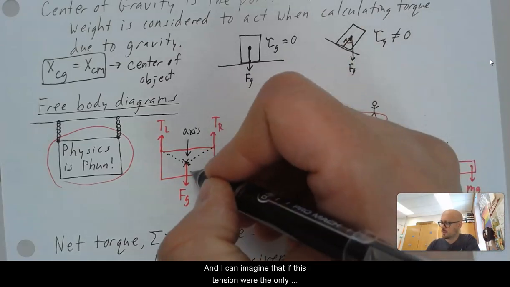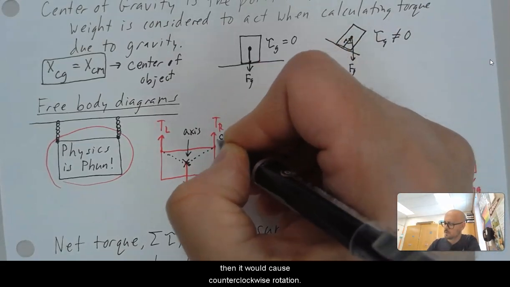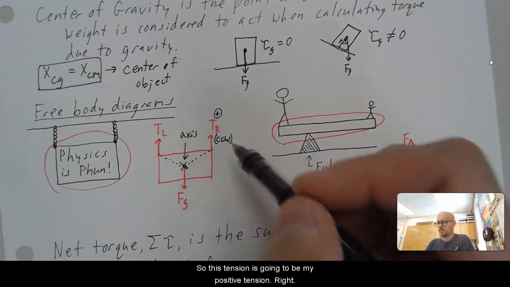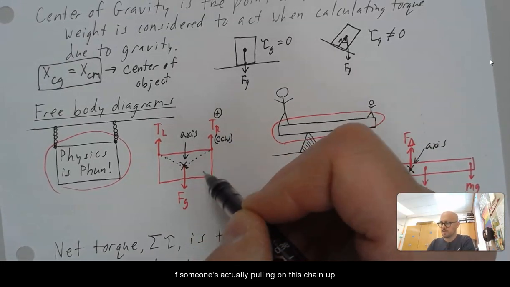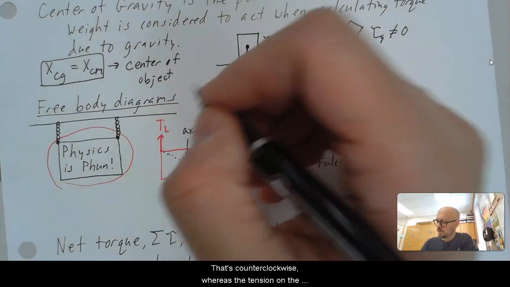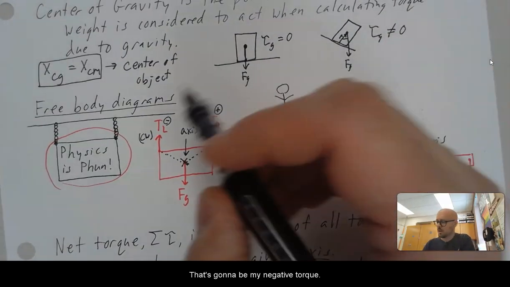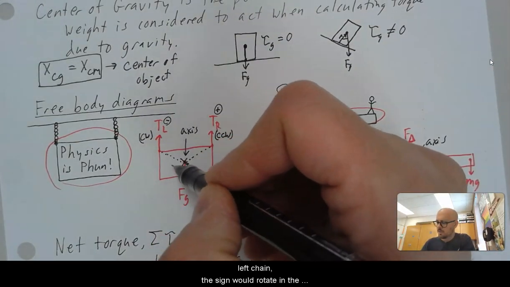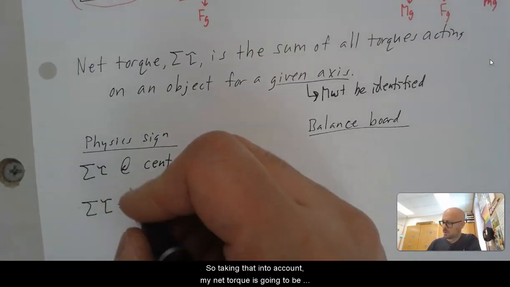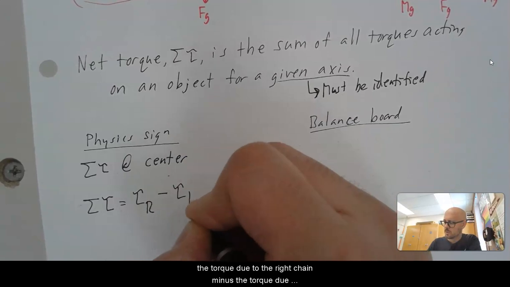I can imagine that if this tension were the only tension, then it would cause counterclockwise rotation. So this tension is going to be my positive tension, right? If someone's actually pulling on this chain up, the sign would rotate like this. That's counterclockwise. Whereas the tension on the left, that's going to result in clockwise rotation. That's going to be my negative torque. Again, if someone pulled up on this left chain, the sign would rotate in the opposite direction. It would rotate clockwise. So taking that into account, my net torque is going to be the torque due to the right chain minus the torque due to the left chain.